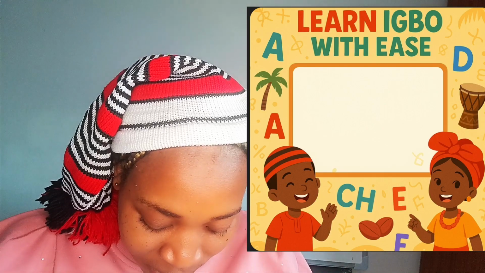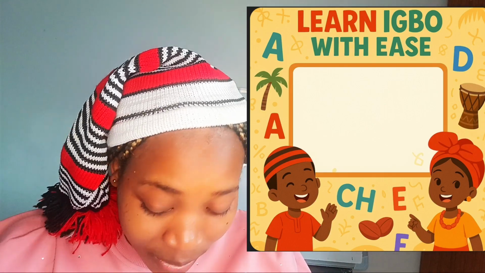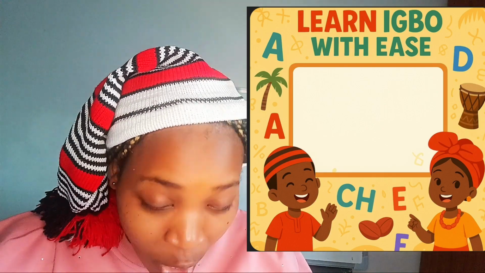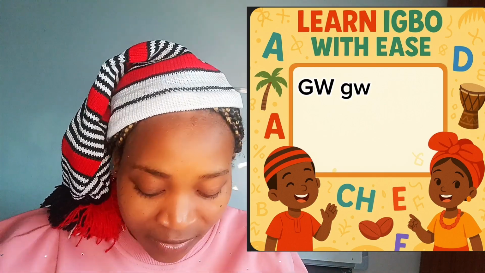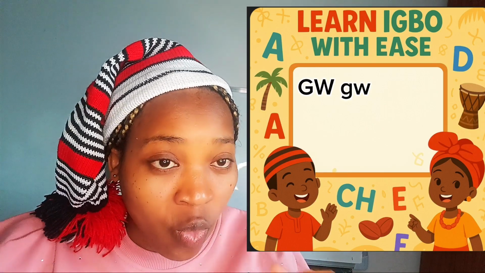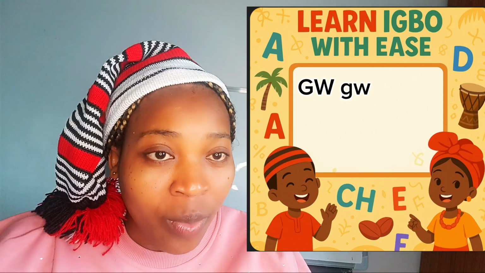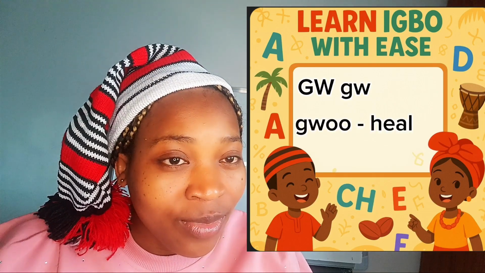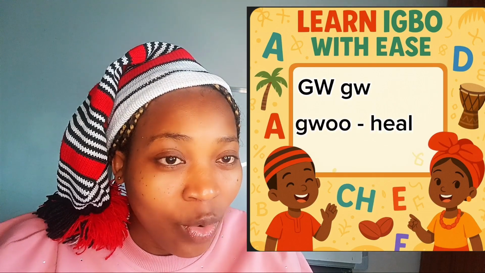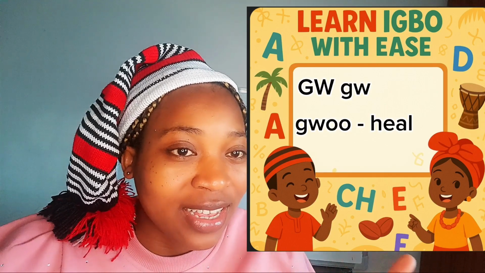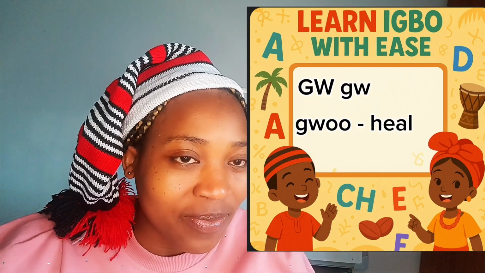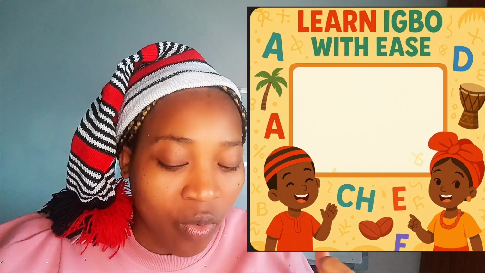So the next one on our alphabet board is Go. We are still in the G family. So we have Go. Bomaka. Go. Heal. Go Moria. Heal my sickness, my ailment. Okay? That is Go.